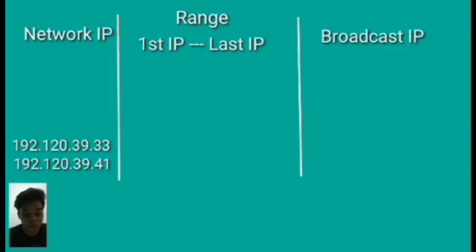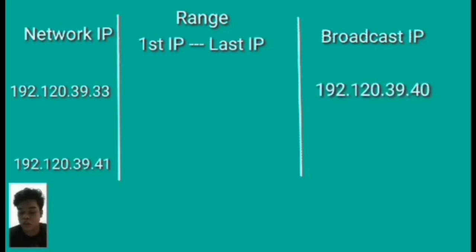Then we need to get the last range, which is 192.120.39.41. Now we must get the broadcast, which is 192.120.39.40. For you to be able to get the broadcast, you need to subtract 1 from this range.